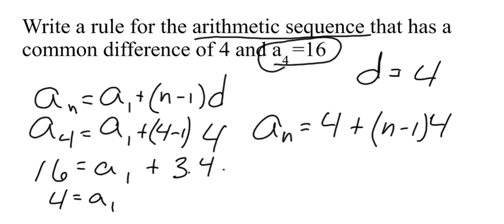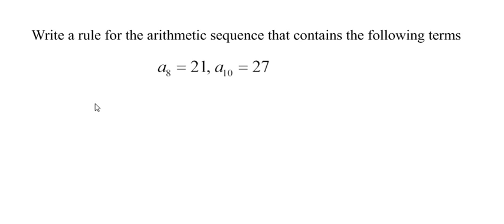Okay, let's look at another type of problem. Write a rule for the arithmetic sequence that contains the following two terms. A sub 8 is equal to 21 and a sub 10 is equal to 27. Notice we are not given the common difference this time. We are just given two terms.